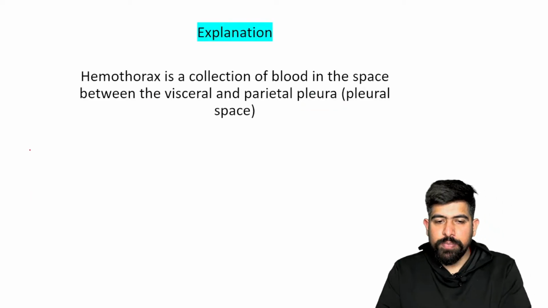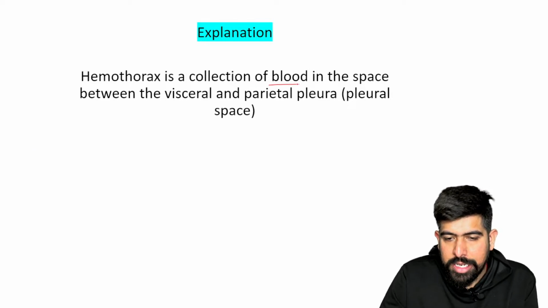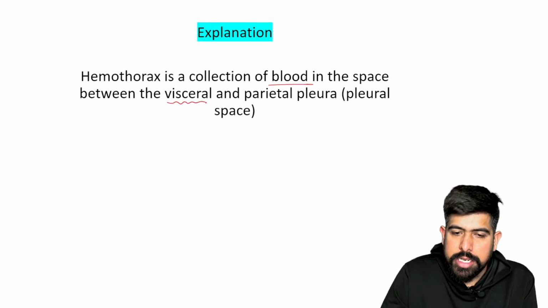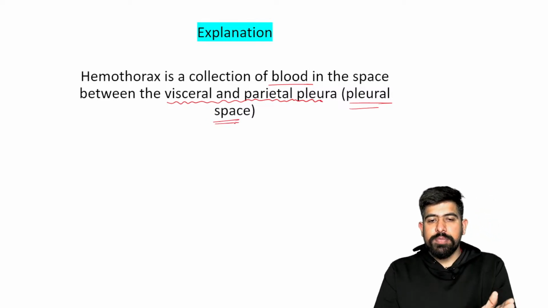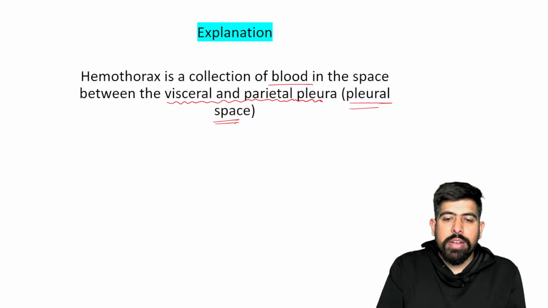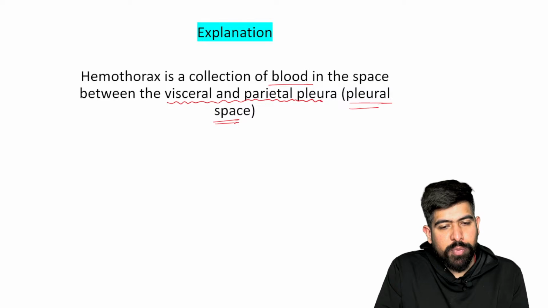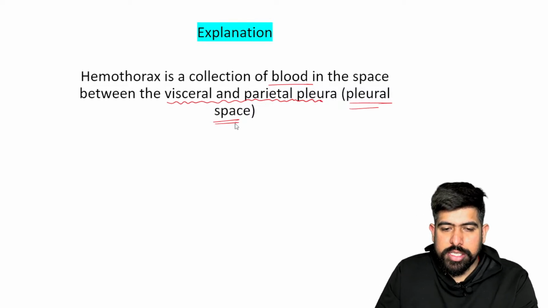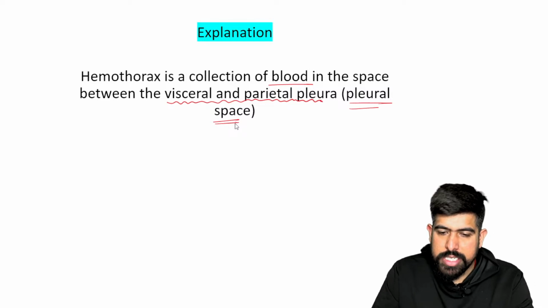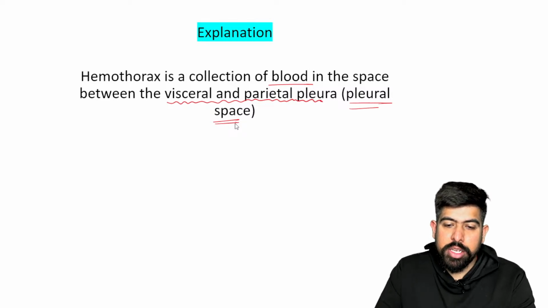I already explained to you what hemothorax is. Hemothorax is the blood collection between the parietal and the visceral pleura. This is known as your pleural space. So we have the two pleura, one is the visceral and one is the parietal. Between these we have the pleural space, and in the pleural space we have the pleural fluid, which is avoiding the friction. So if bleeding occurs in that pleural space, your CP angle is going to be blunt.